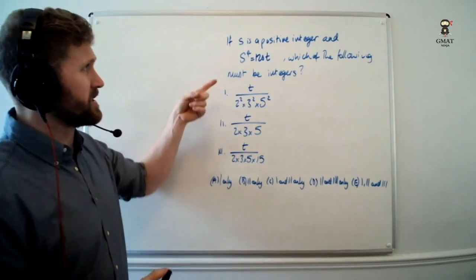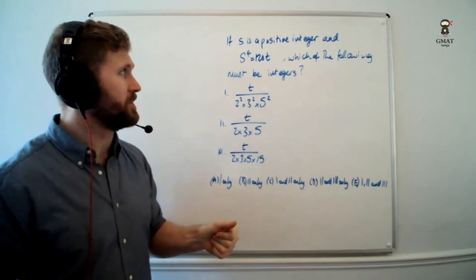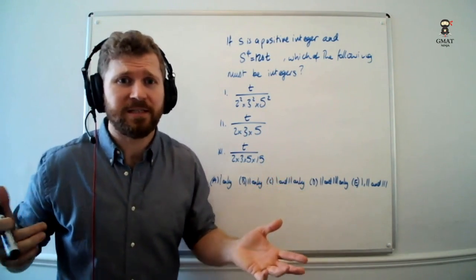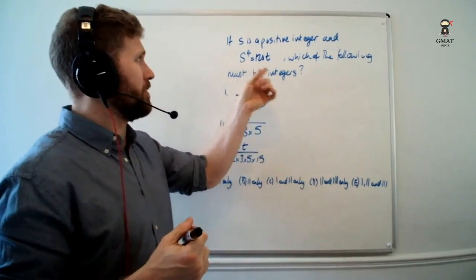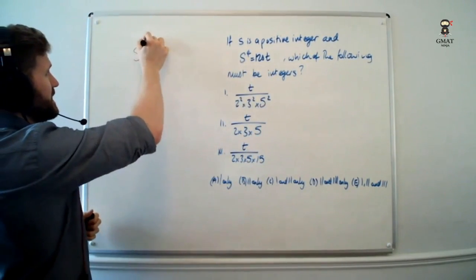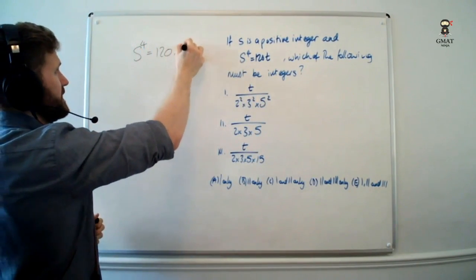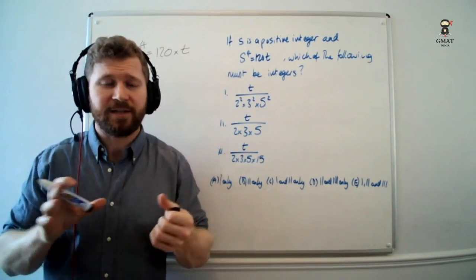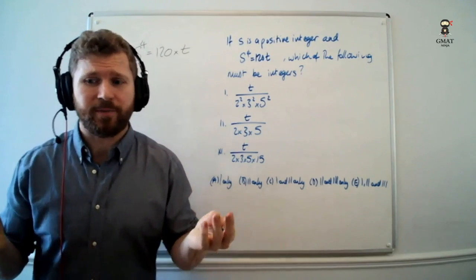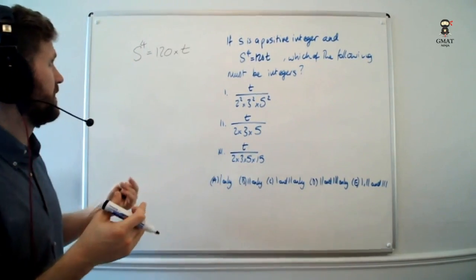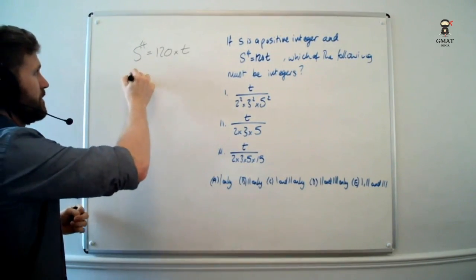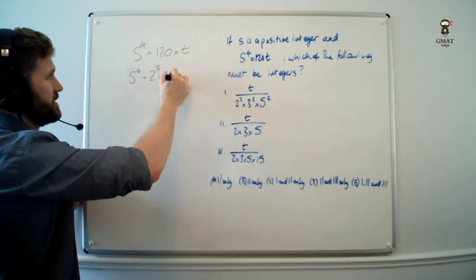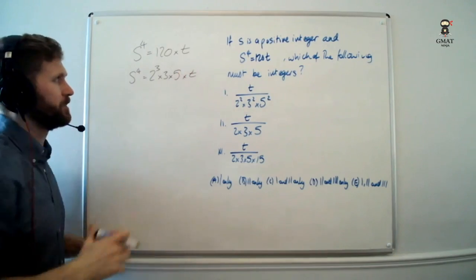Now, the question asks me, which of these 3 options must be integers? Now they've got t divided by something, so I'm going to need to know something about t, but all I've been given to work with is this. s to the 4 is equal to 120 times t. Might not seem like much to begin with, but let's see what we can do with it. First job, I'm going to go and prime factorize this 120. Now, that is going to be 2 cubed times 3 times 5 times t.